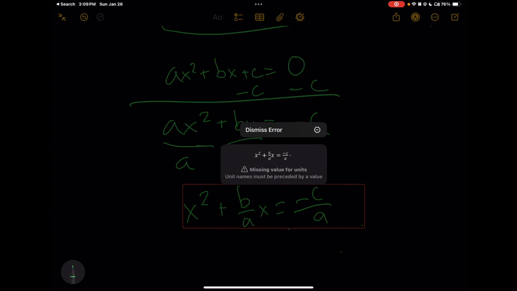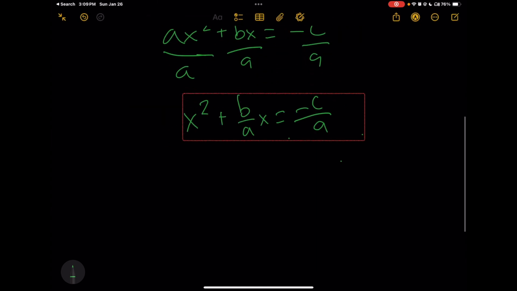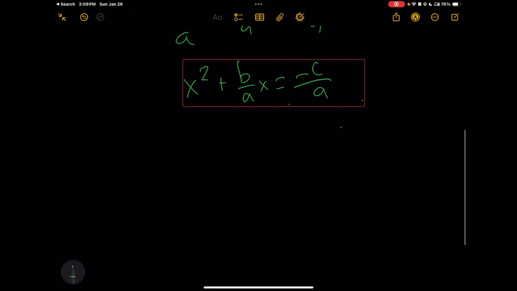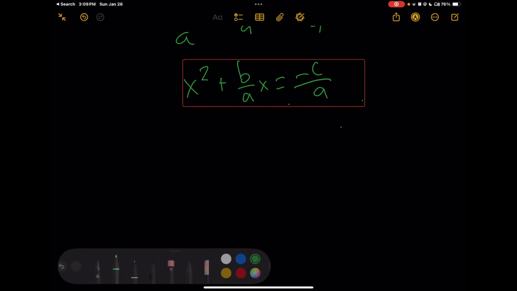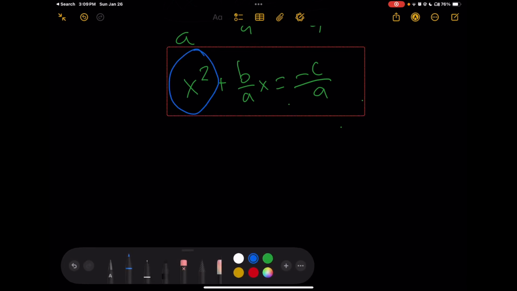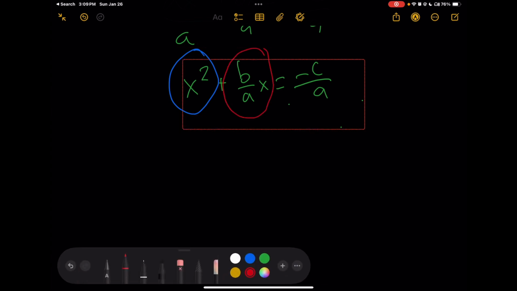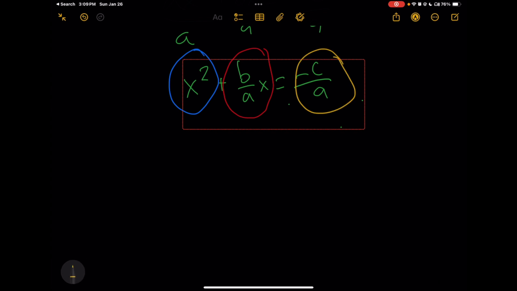Okay, so then what we can do is, there's a cool method in quadratics called completing the square. And so what you do for that is, this is a visual proof on how completing the square works. So I'm gonna just circle this in blue, so everything I write in blue will represent x squared. Everything I write in red will be b over a multiplied by x, and yellow will be negative c over a.